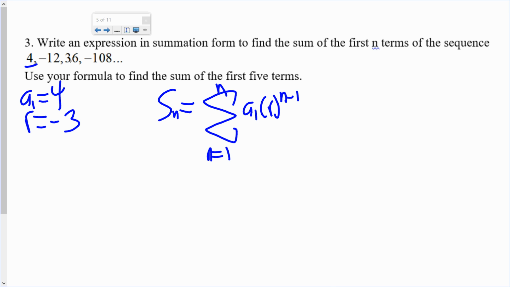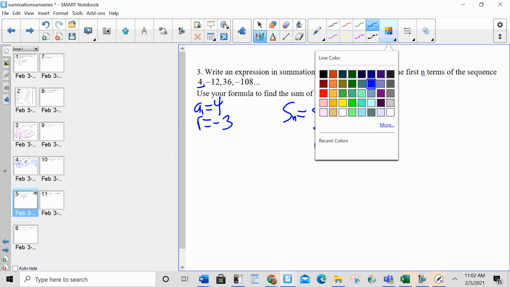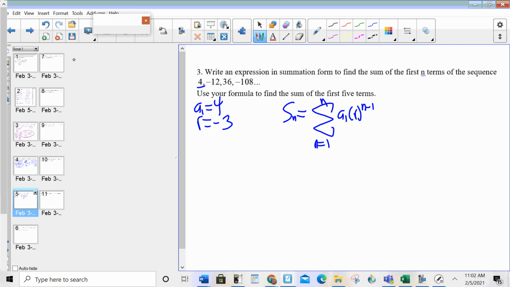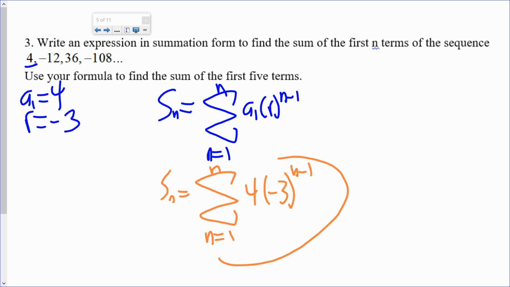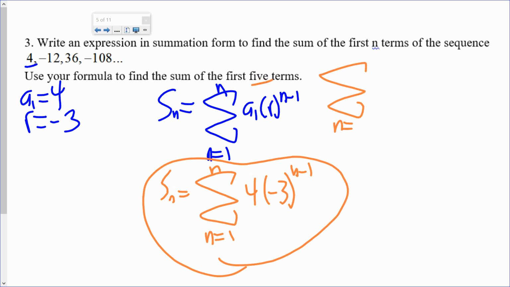Now that you completed the problem on your own, I will go over it. Let's find a new color. Let's go orange. Orange is always my go-to when I go to that menu. So S_n equals the sum from n equals 1 to n of A1, which is 4, times R, which is negative 3, to the n minus 1. Now to evaluate the first 5 terms, n equals 1 to 5 of 4 times negative 3 to the n minus 1. So I start by substituting 1 in for n.